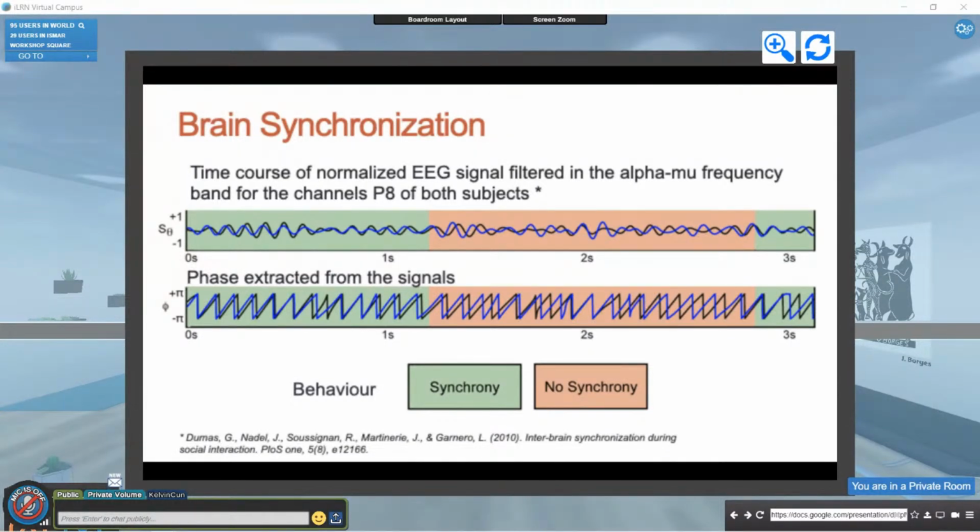Some of the benefits of brain synchronization: when people are engaging in a task and start having brain synchronization, they report feelings of flow, or they get into a flow state.